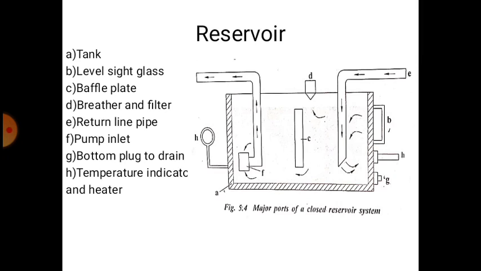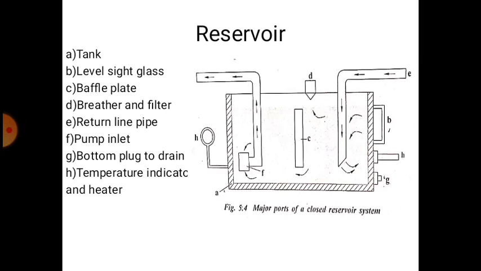Baffle plates are provided across the tank to prevent turbulence in the fluid before it reaches the inlet point of the pump. Breather is provided on the surface of the tank to remove the externally entrained air over the top surface of the oil. Filter caps are provided to facilitate filling of the reservoir with oil after periodic cleaning.